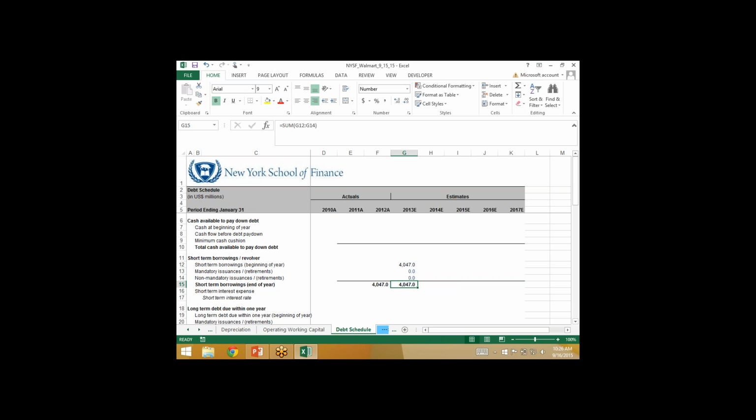Yes, for John: the non-mandatory, do they state that in the 10-K, or is it just something that's a scenario? It's a scenario. Yep, we'll do it.